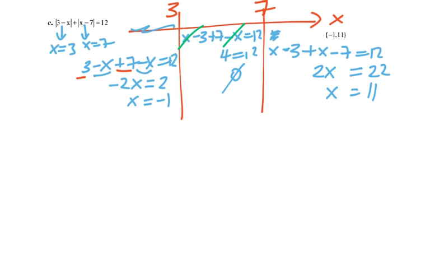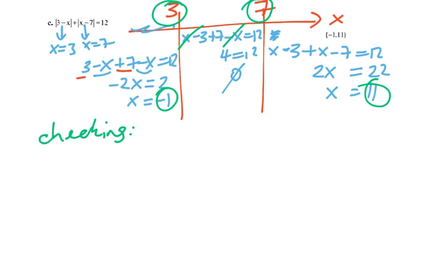So we have a few values to check. We've got 3, minus 1, 7, and 11. So let's do some checking. For x equal to minus 1, over here we have 4. The absolute value of 4 is 4. Minus 1 here gives us 8. So 4 plus 8 equals 12. Yep, so minus 1 works.